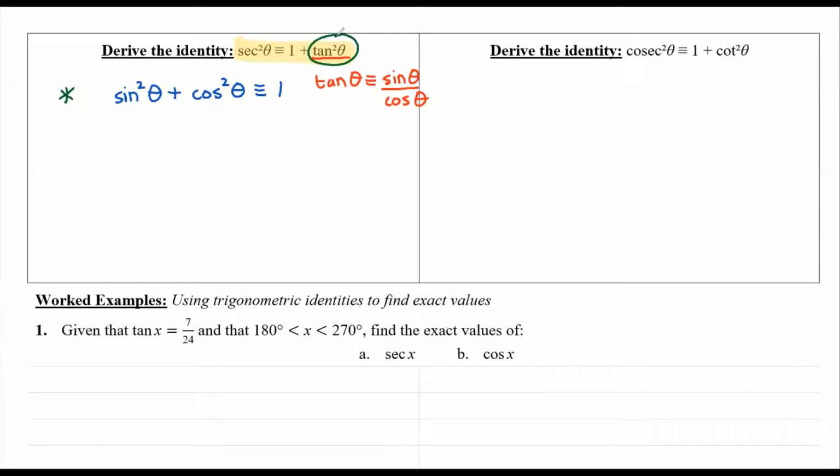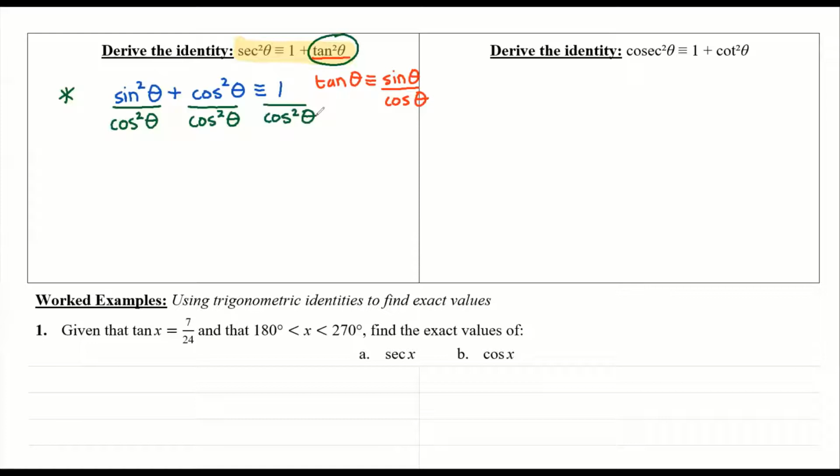Okay, so that's what I'm going to do. So this is the first step. We're going to divide every single term by cos squared theta. Okay, now this is valid. If you do it to every single term, this is still the same identity. Okay, so that's the first step.